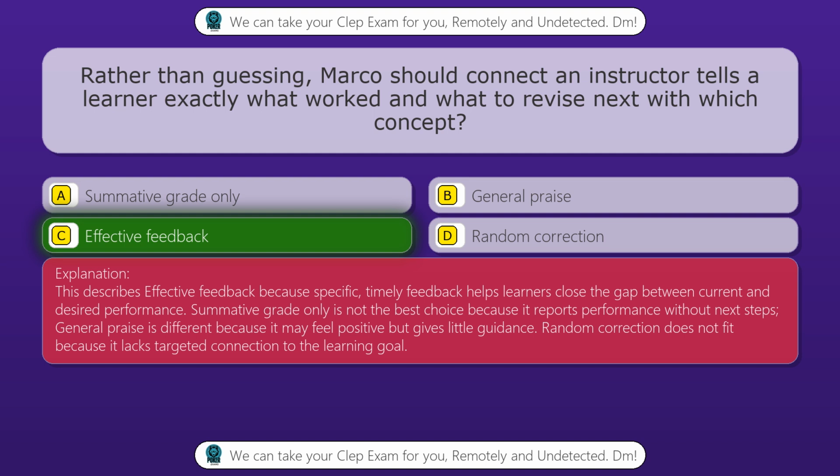Summative grade only is not the best choice because it reports performance without next steps. General praise is different because it may feel positive but gives little guidance. Random correction does not fit because it lacks targeted connection to the learning goal.